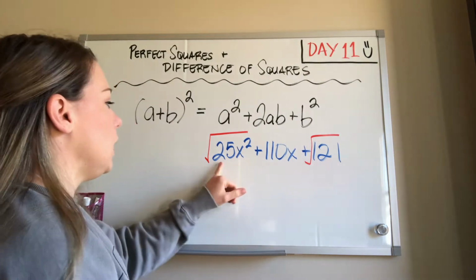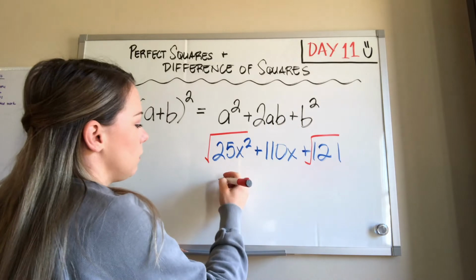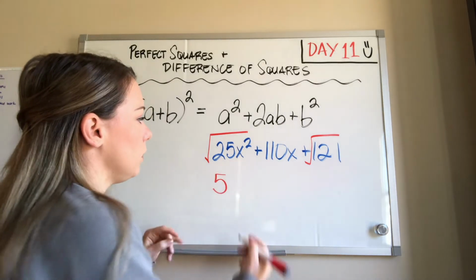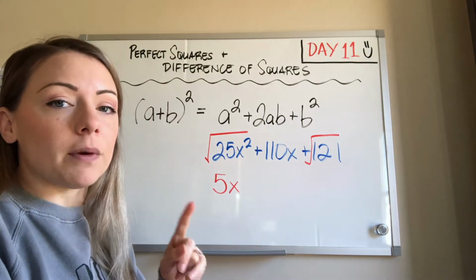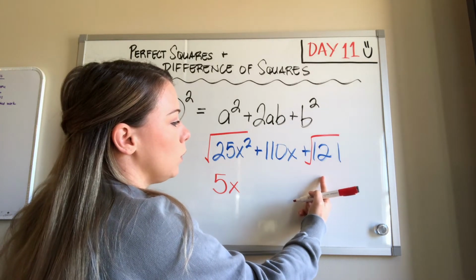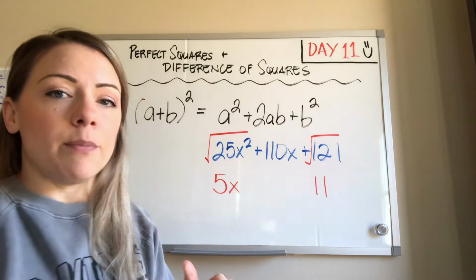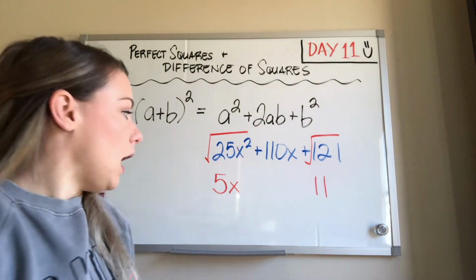All right, so can I take the square root of 25 and get a whole number? I can, it's 5. And then, can I take the square root of x squared? I can, and that's x. So far so good, I have a perfect square. Now I'm going to take the square root of 121, and we know that that's 11. So I have a perfect square for my terms A and B.